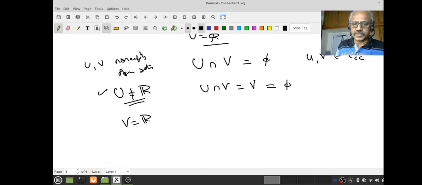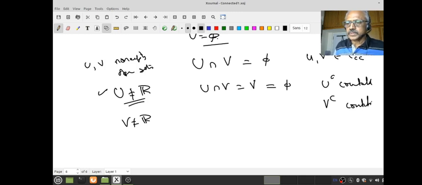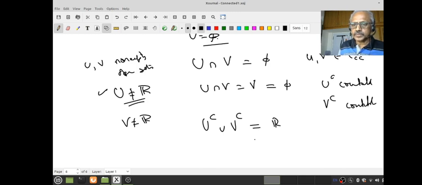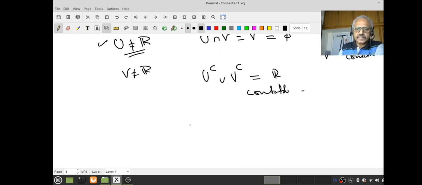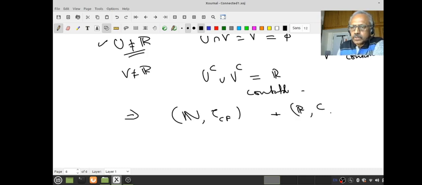For a similar reason, V is also not equal to R. Now U and V are complements. Therefore U complement must be a countable set, and similarly V complement must be a countable set. Therefore U complement union V complement, which is equal to R, must be countable. That's a contradiction. So this contradiction shows that N with the cofinite topology and R with the co-countable topology are connected.